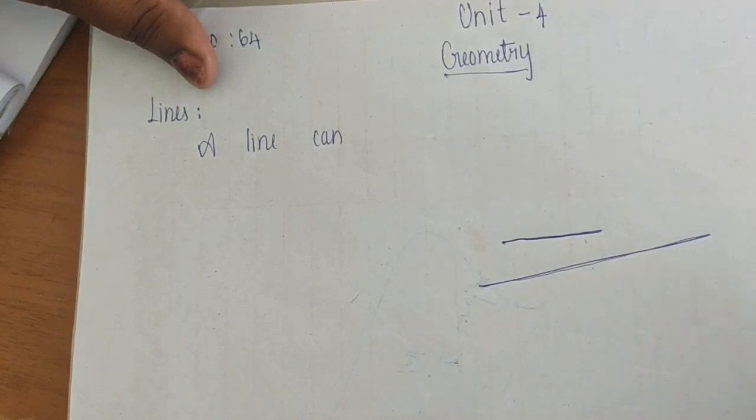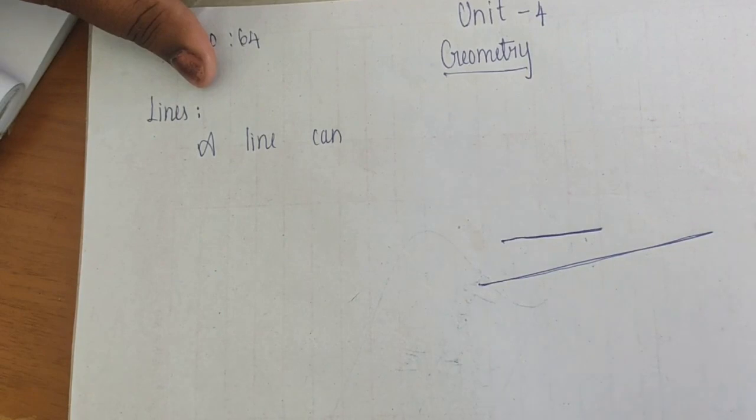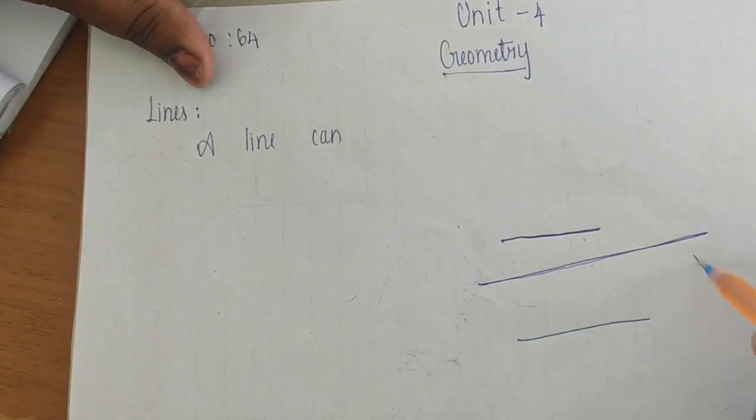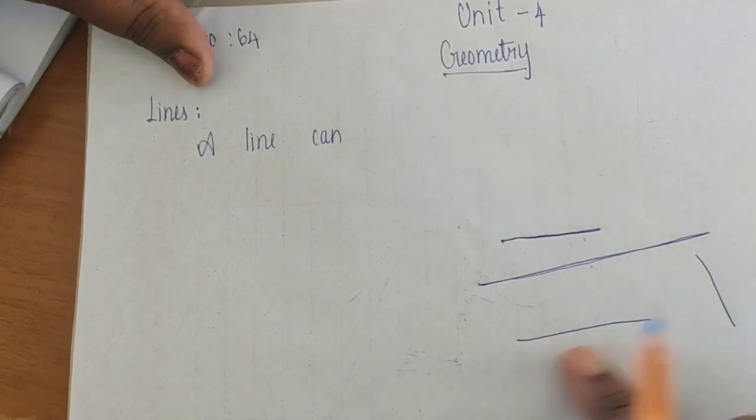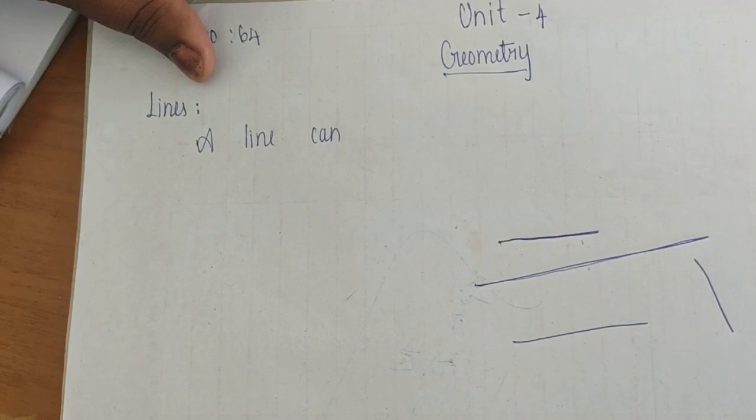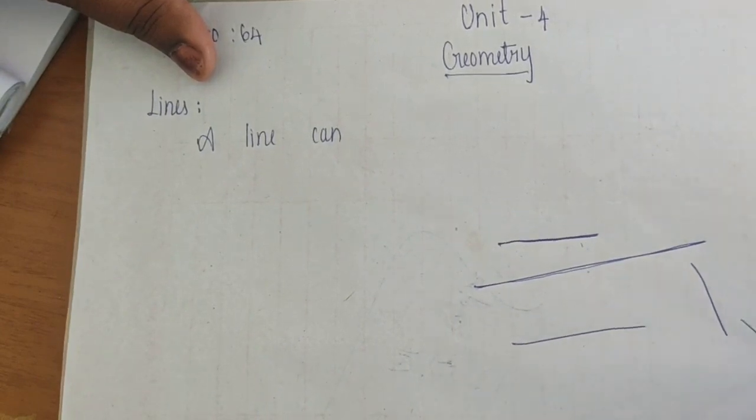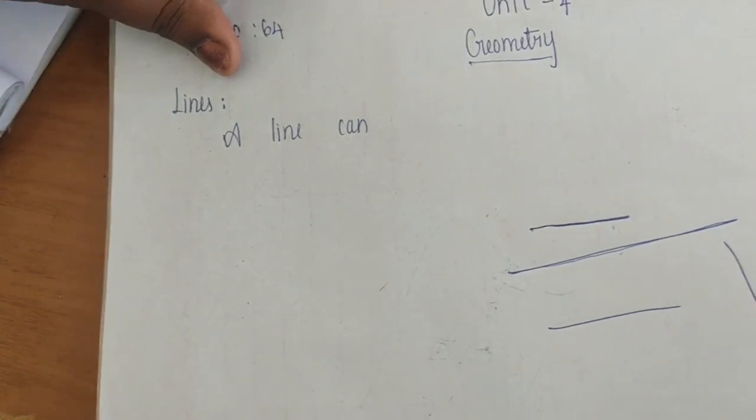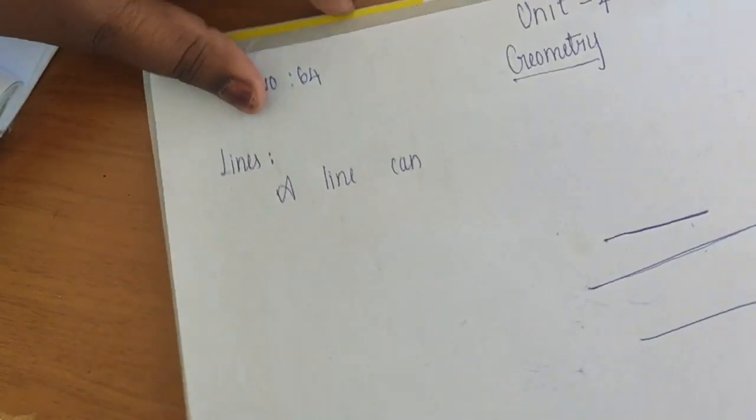Okay students, a line can be long or short, and this line is flat, slant and vertical. And how many directions? Many directions, but they remain lines. Okay students, these are the lines. What is a line?